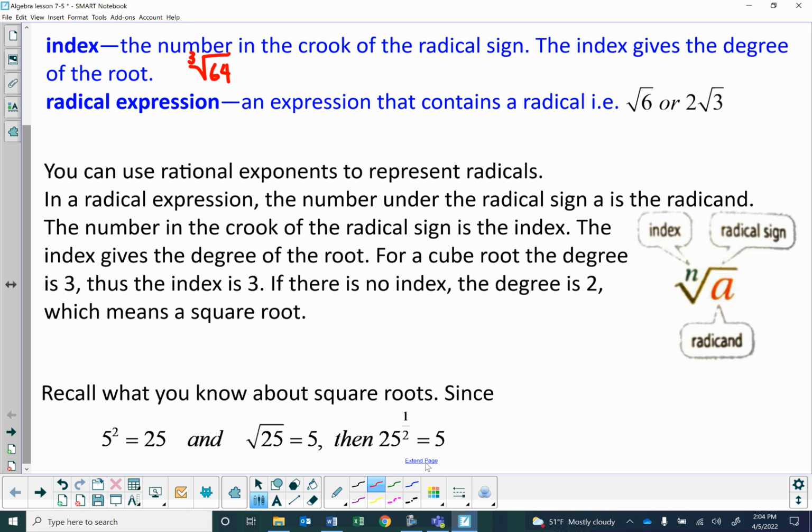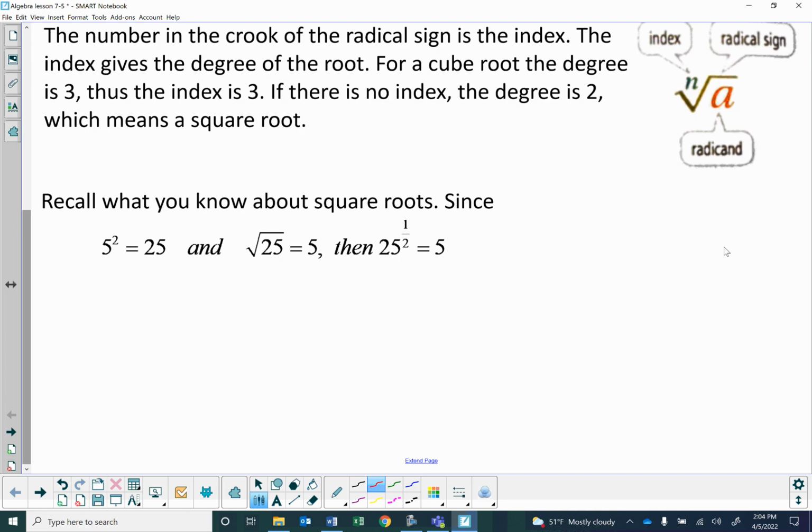Now remember, we learned earlier that 5 squared is 25, because 5 times 5 is 25, so therefore the square root of 25 is 5. Therefore, 25 to the 1/2 power has to equal 5. It seems a little weird, but that's true. If 5 squared is 25, then 25 to the 1/2 power, I'm asking myself what number squared is equal to 25, and that's 5. We learned that earlier, and so we're going to expand upon that today.